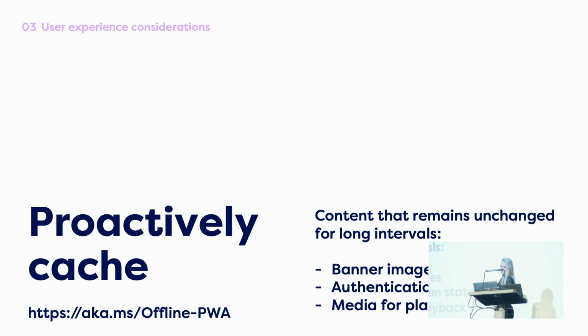And then the other option is to proactively cache certain content in your app that remains unchanged for long intervals. These are things like banner images, authentication state, media for playback, and the list does go on. So proactively cache them and use them even if your users are still online, as this will improve performance and platform-specific behaviors. Depending on your PWA strategy, this may be the way you want to go if you want to prioritize that offline experience.